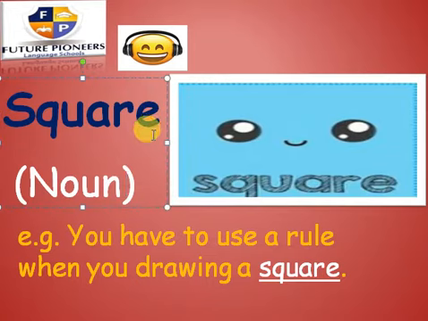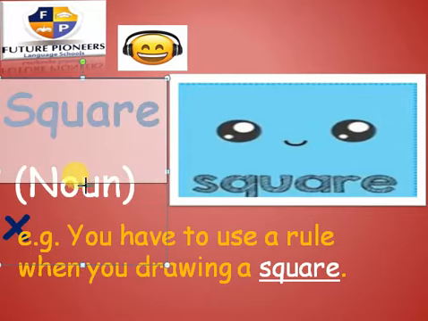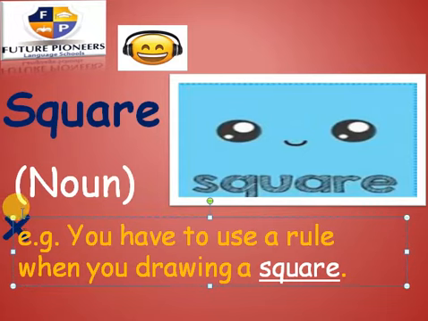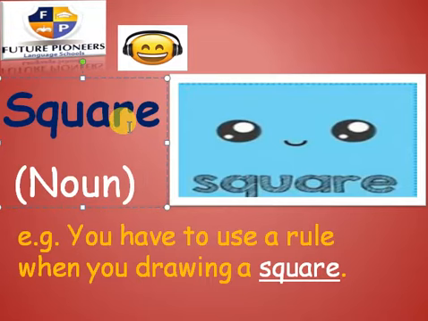Can you see that there is a letter E at the end of this word, square? Did they pronounce E here? No, so it's a silent E. We got a silent letter at the end of this word, which is E, the magic E. Do you remember what the E is doing? It's giving its power to the vowel here. So as you can see, square, I pronounce the vowel strongly. And it's a noun. Example, you have to use a ruler when you're drawing a square. Not only a ruler.